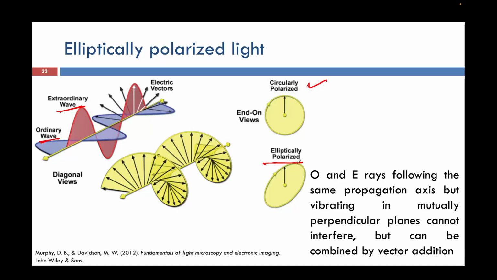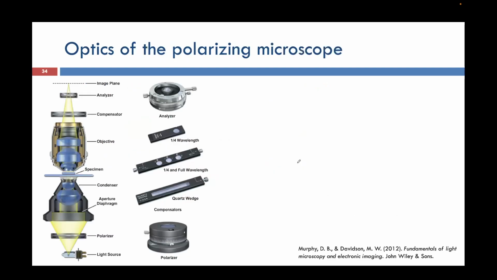So now you are getting elliptically polarized light. In the optics of this polarizing microscope, you have to see two to three components here. One is the compensator and another one is the polarizer. And there is another term also called the analyzer. So polarizer and analyzer are the things we keep to view the material in a polarizing microscope.